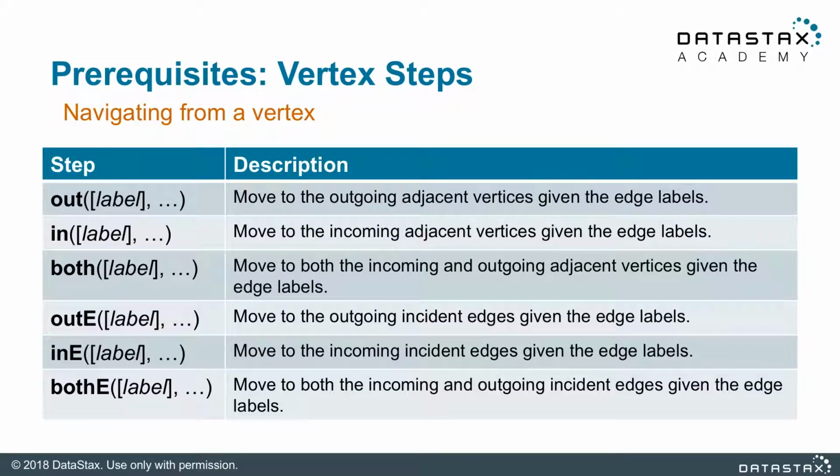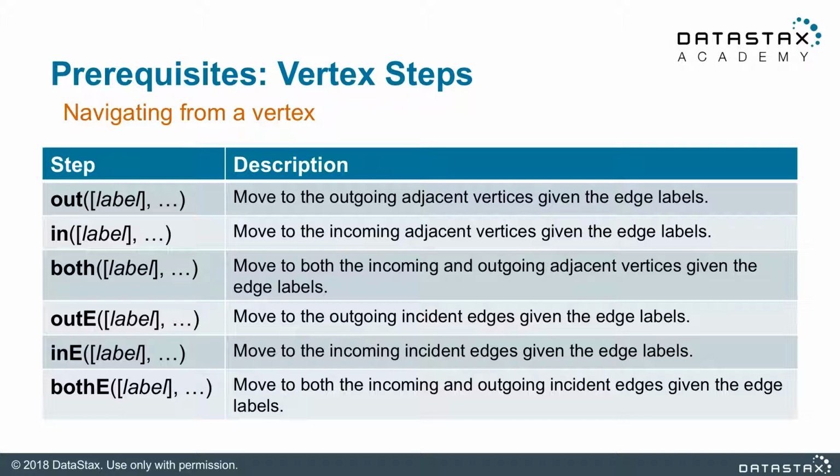Starting at a vertex, here are some steps we can use to navigate to an adjacent vertex or an incident edge. Out instructs a traverser to move to any adjacent vertex that is connected to our current vertex via an outgoing edge with a matching label. Labels that we pass into out, and all other steps, are optional. In tells the traverser to move to an adjacent vertex by traversing an incoming edge. If you do not care about an edge direction, you can use a step called both. You can move to adjacent vertices by traversing edges in any direction.